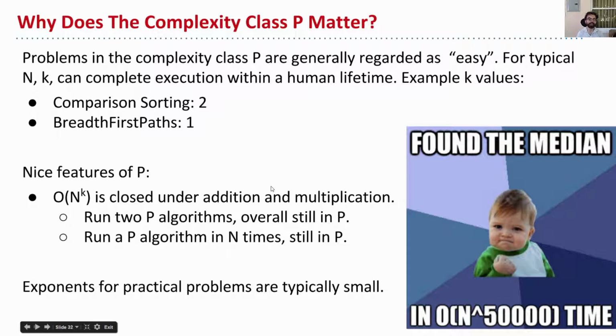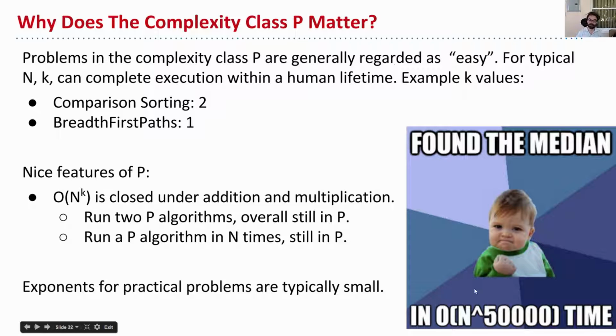So why does this matter? Why are these classes useful? Well, I'll start with P. Problems in P are the problems that are regarded as easy. Theoreticians need some way to taxonomize problems. What we can say is that for typical n and k, a P problem can complete execution within at least a human lifetime. Now, of course, you can mess with the definition of the class P.